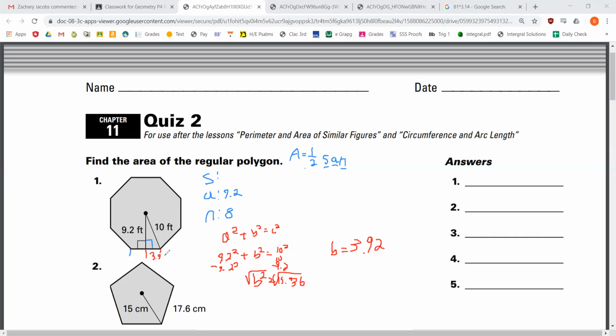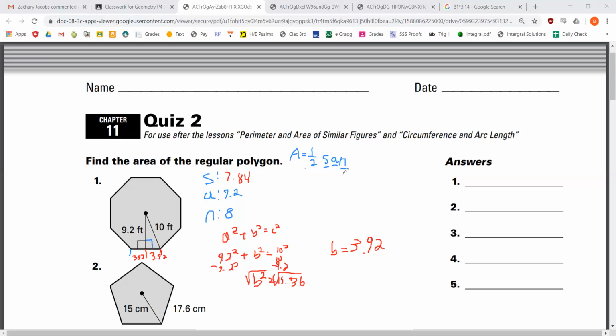Well, if you multiply this right here by 2. Good, Zach. If this right here is half of the side, this also is 3.92. So you just double it, or times it by 2. So it's 7.84. Good, 7.84. Now we have S. That's S, yeah.